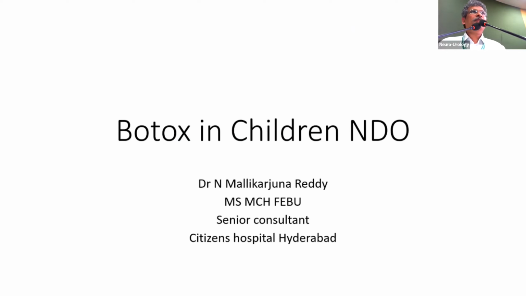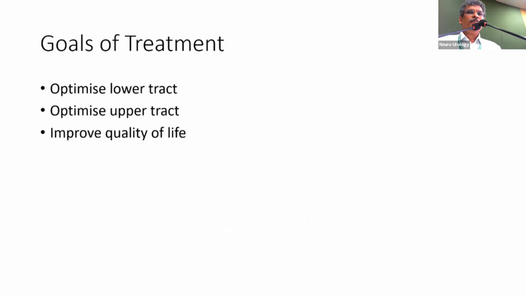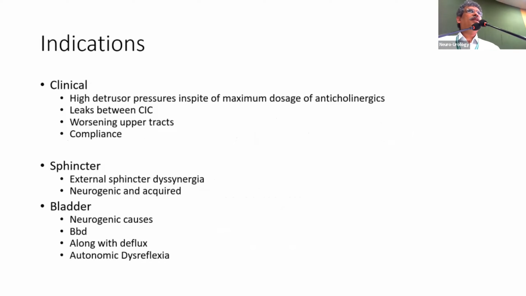So what I would be speaking on is not techniques, because we have discussed our techniques to a certain extent during our operative session. The goals of treatment in an overactive bladder are to optimize the lower tract, optimize the upper tract, and improve the quality of life. So what are the indications where you can give Botox? High detrusor pressures in spite of maximum dosage of anticholinergics, leaks between CIC in spite of anticholinergics, worsening upper tracts, and cases where there is a decrease in compliance but there is detrusor overactivity.